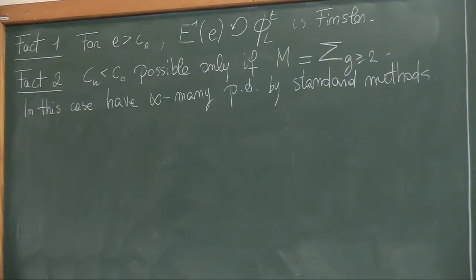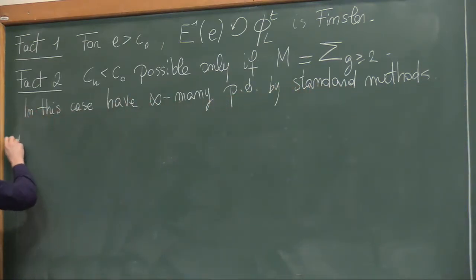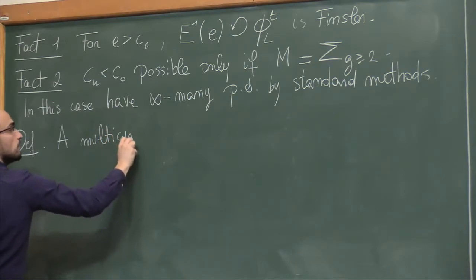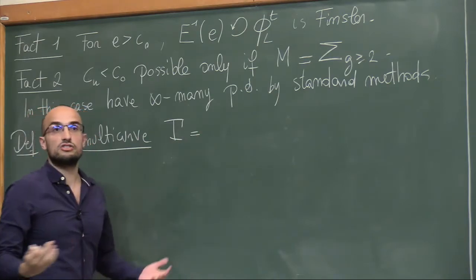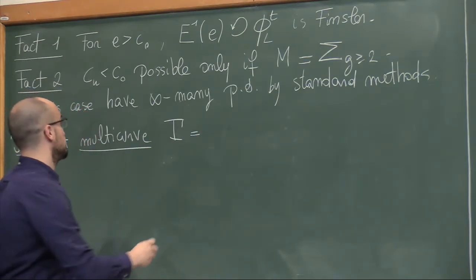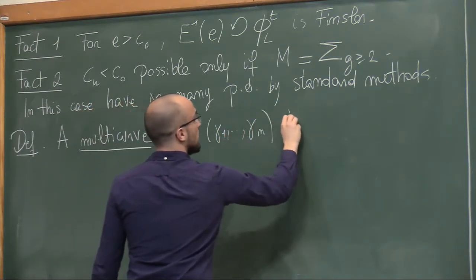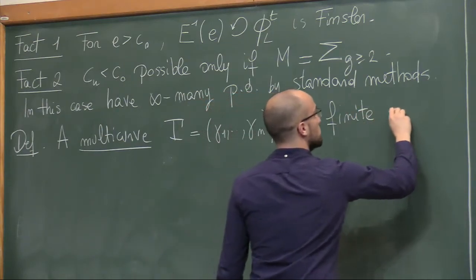So let me recall briefly some notation I will use throughout the talk. For me, a multicurve, which I will denote with capital Gamma, will be simply a collection of absolutely continuous loops. So Gamma is gamma 1 to gamma n, a finite collection of absolutely continuous loops.